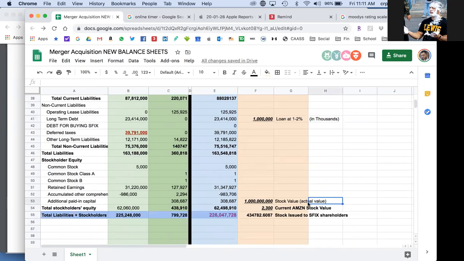Then over here, you're going to say actual stock value. It's not in thousands. $1 billion in stock value. What's the current value of Amazon stock? $2,300 equals how many stock, and then Amazon stock issued to Stitch Fix shareholders: 434,782 shares. That's it. So I'm trying to make your lives easier because actually doing the M&A accounting is not easy.